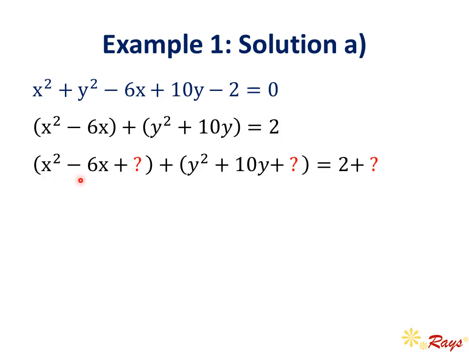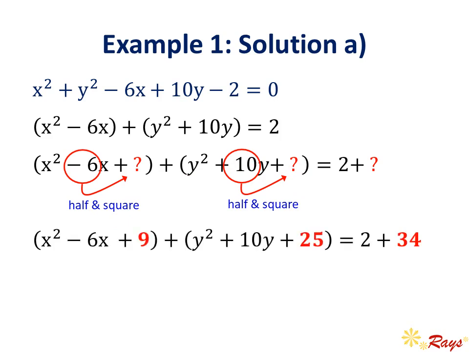Alright, so to be able to have a complete square, we need to find a value for this, and we need to find a value for this one. And this value is actually just to balance up whatever value we add to this side. So what are the values? The value here, we can find it by taking half of -6, which is -3, and the square of -3 is 9. Whereas for this one, half of 10 is 5, and the square of 5 is 25. So this is what we get.